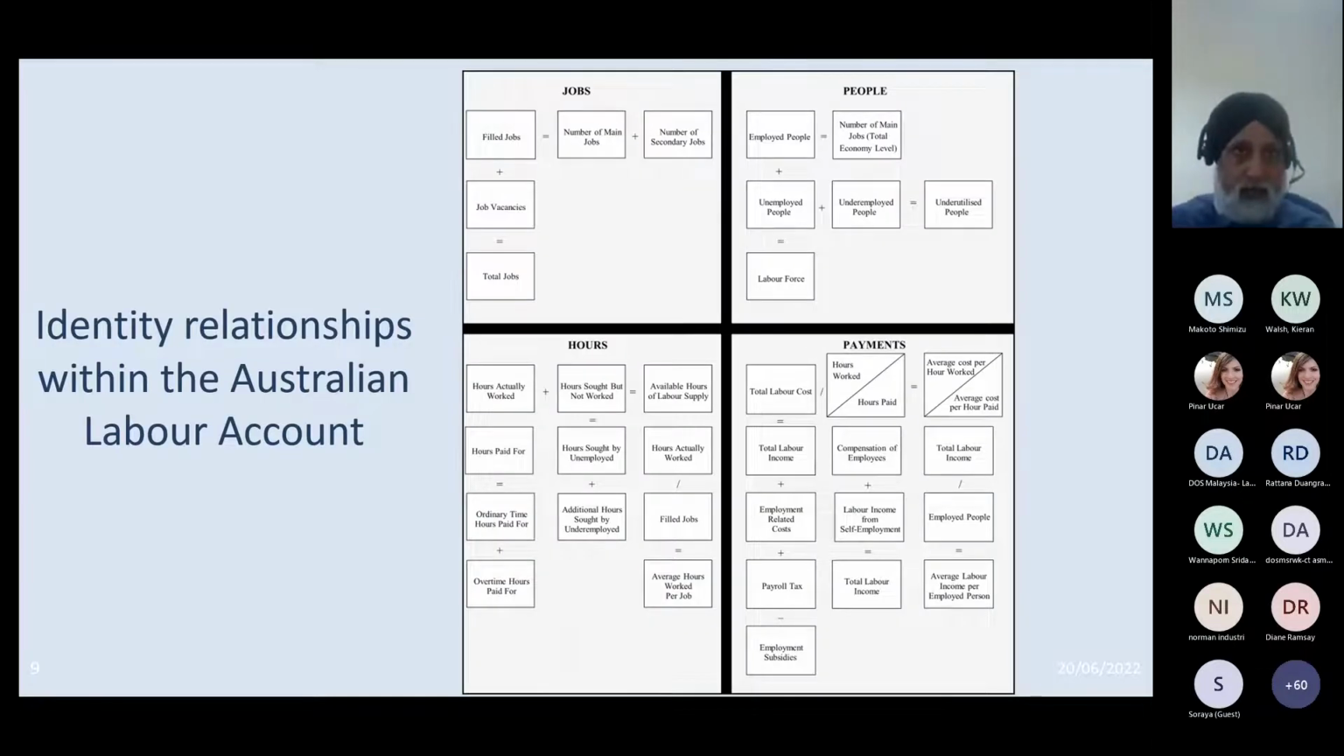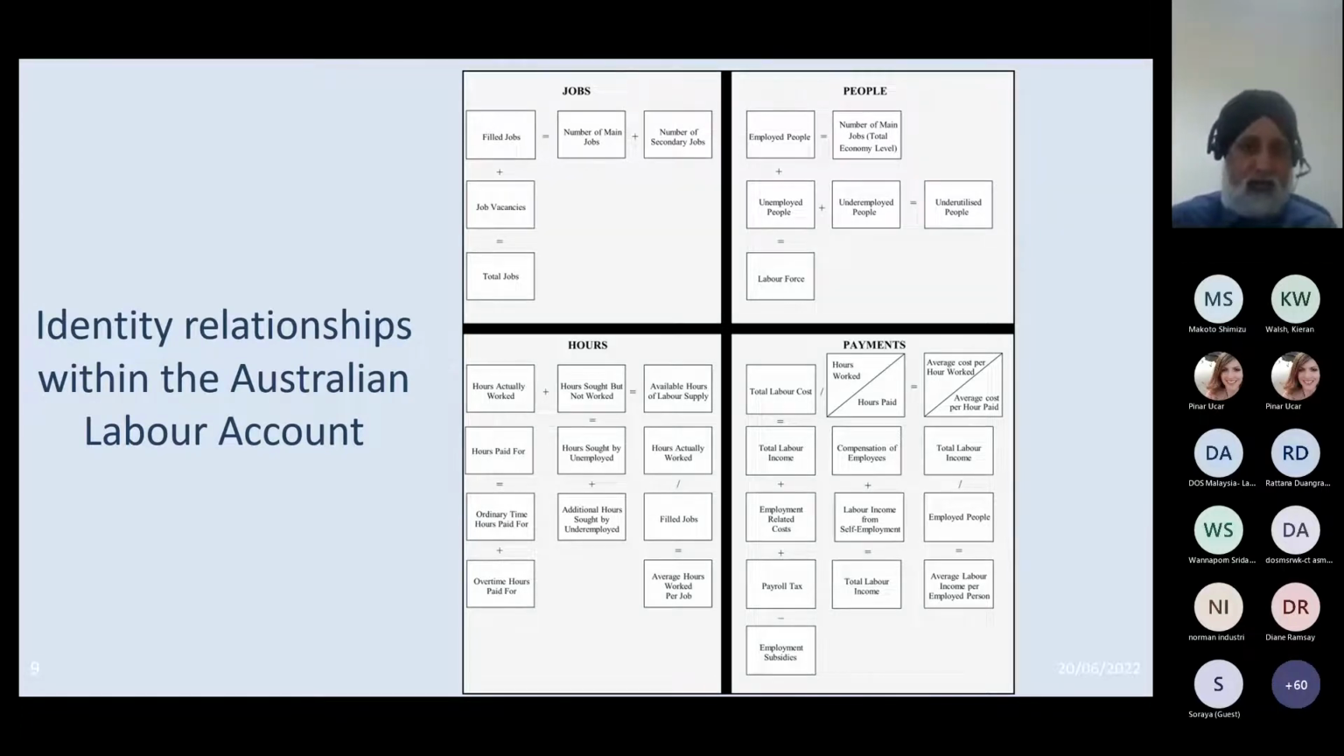This slide shows the identity relationships across the 4 focus areas of the Australian labour account. I won't go through all of them today, but I will, however, highlight a couple of things. The first one is that some of these equations, such as average cost of labour per hour worked, draw on 2 or more focus areas. The other point is the identity equations defining the labour account framework will vary from country to country, depending on data availability and what policy needs are to be addressed.